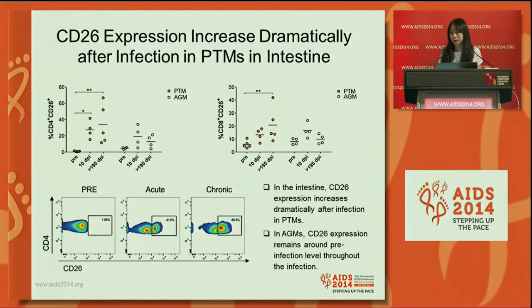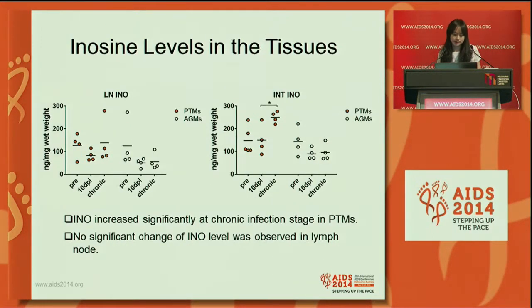With great delight, we saw that in the intestine of PTMs, CD26 expression increased dramatically after infection, both on CD4 and CD8 T cells. In the lower left panel, you can see that the CD26 expression went from almost nothing pre-infection to almost 60% in chronic infection. Then we also measured the inosine level in the tissue, which is the breakdown product of adenosine. Again, in the lymph node, we didn't really see anything interesting. But in the intestine, the inosine level in the PTMs increased significantly after infection.